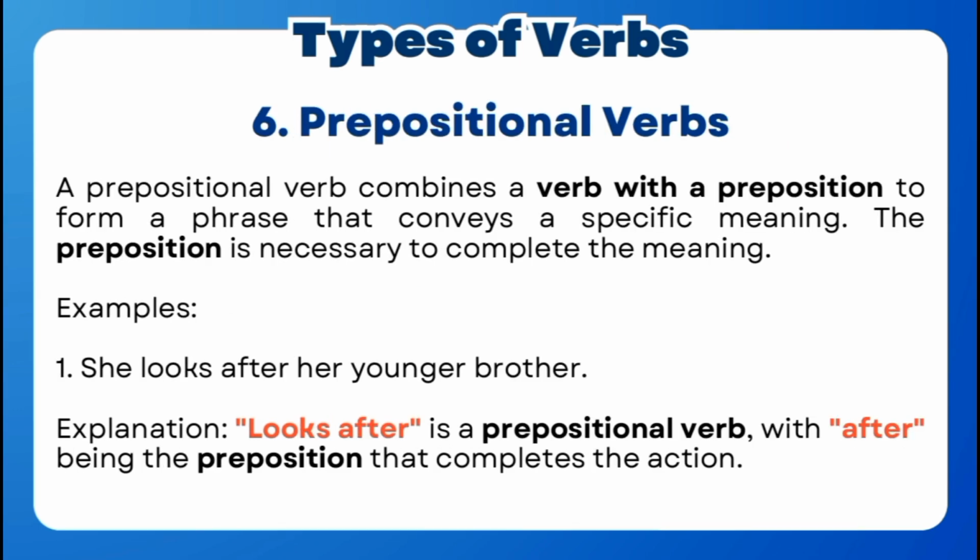Lastly, we have prepositional verbs. Now these verbs combine with a preposition to form a phrase that conveys a specific meaning. Now, the preposition is necessary to complete the meaning. Say for example in the sentence, she looks after her younger brother. Now here, looks after is a prepositional verb with after being the preposition that completes the action.